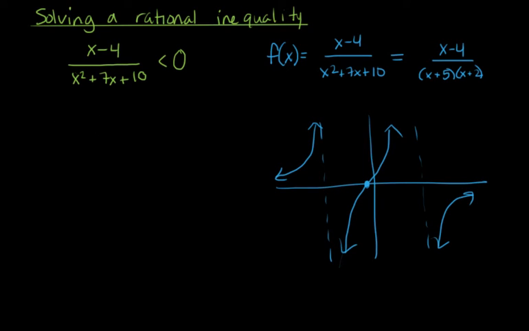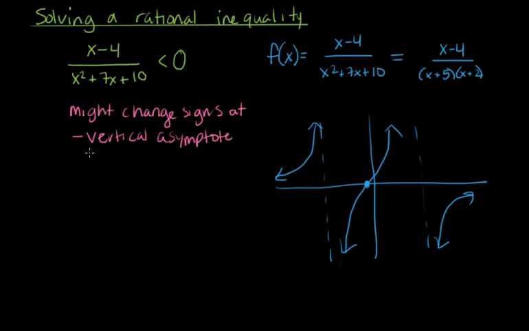So it might change signs at a vertical asymptote, and it might change signs at a 0.